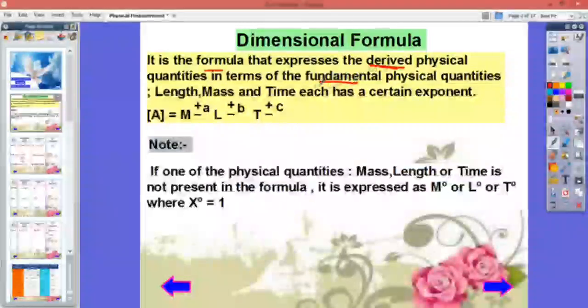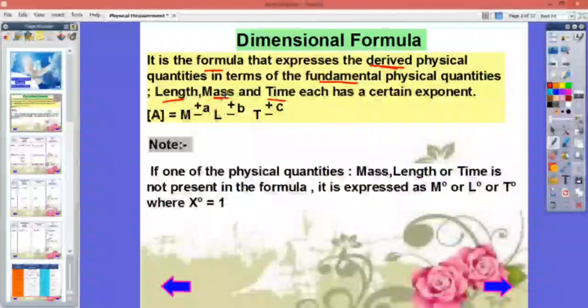Can you remember the difference between derived and fundamental? Of course, miss. A derived quantity is a physical quantity that can be defined in terms of fundamental physical quantities, while a fundamental quantity is a physical quantity that cannot be defined in terms of another physical quantity. Can you remember the examples of fundamental? Yes, of course: length, mass, and time. So we can express the derived quantity by using the fundamental physical quantities, which are length, mass, and time. So what is the dimensional formula of length?